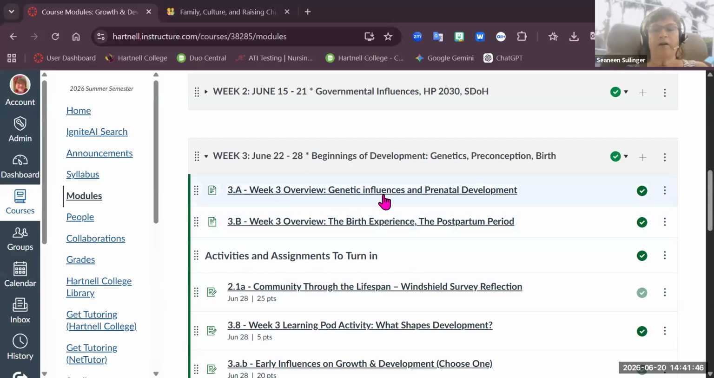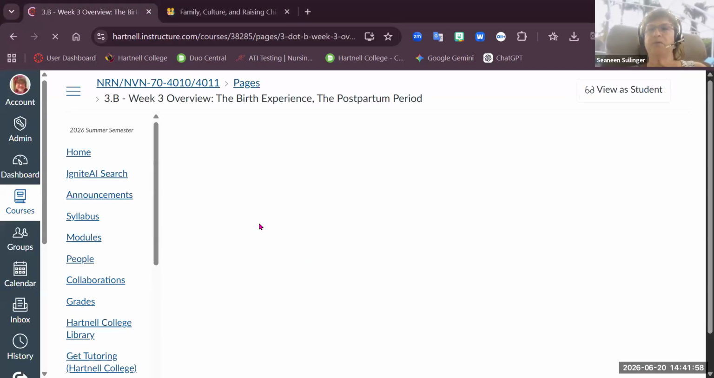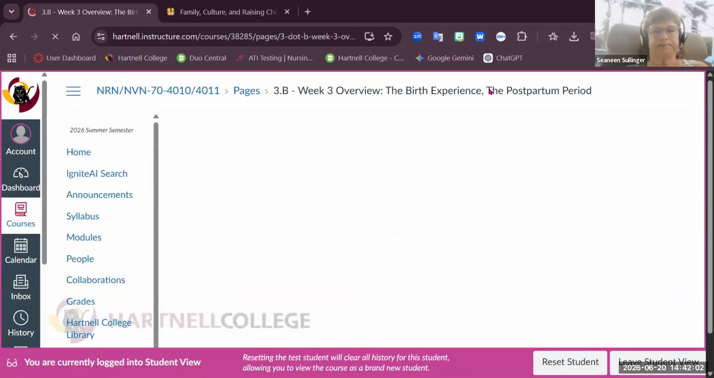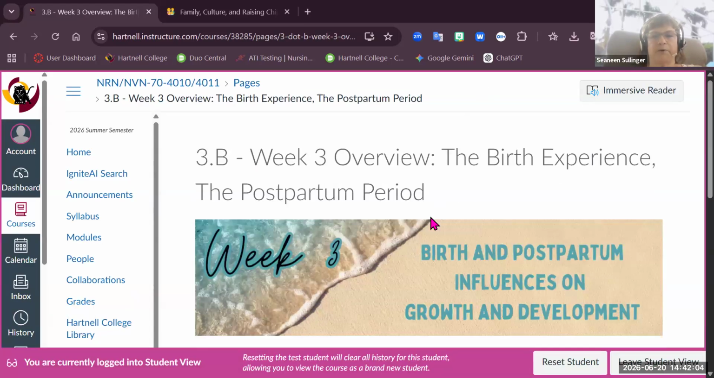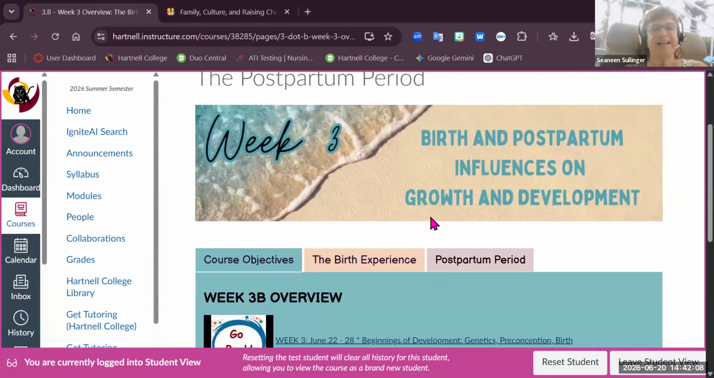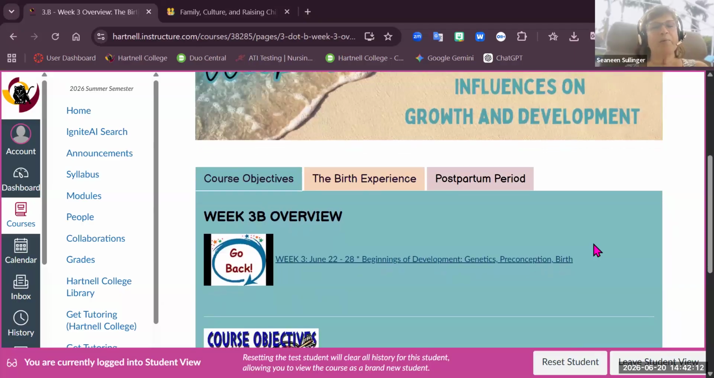We left off having finished talking about genetic influences of prenatal development, and in this second part we want to look at the week three overview, the birth experience and the postpartum period. So let's view that as a student. There we go. Week three, birth and postpartum influences on growth and development. Hopefully you're seeing a pattern here in the way that these modules are set up.